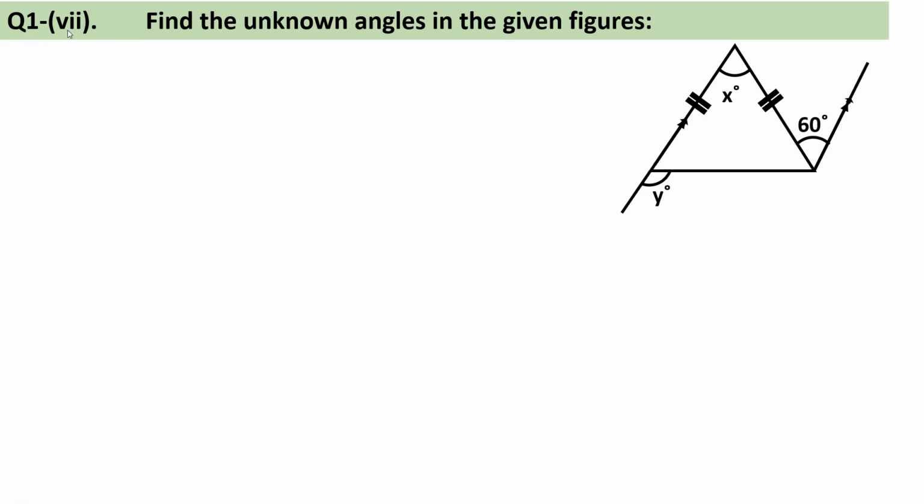Let's take the question. Question number 1.7. Find the unknown angles in the given figures. So this is the given figure to us and we are asked to find the value of x and y, unknown angles. Here in this figure we can clearly see that we have a pair of parallel lines which are denoted by these arrows. This means that they are parallel lines, and in between these parallel lines we have an isosceles triangle, which is denoted by these two equality signs.